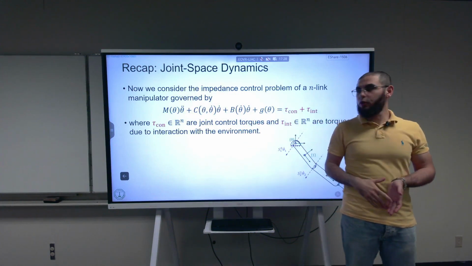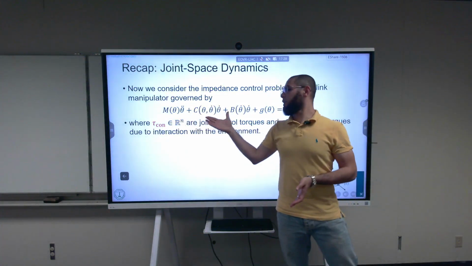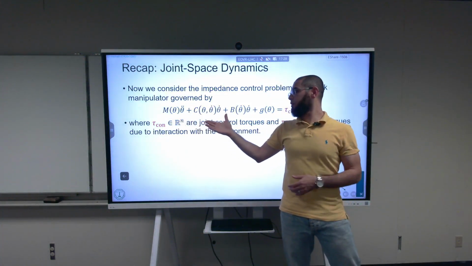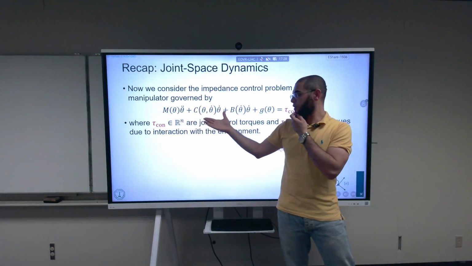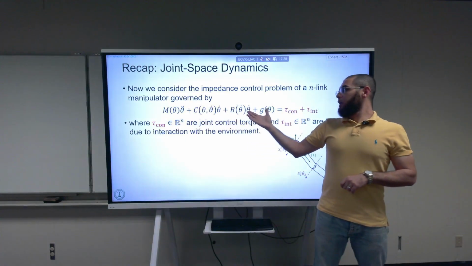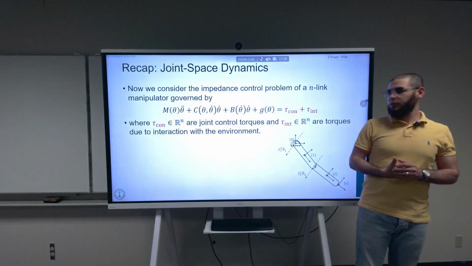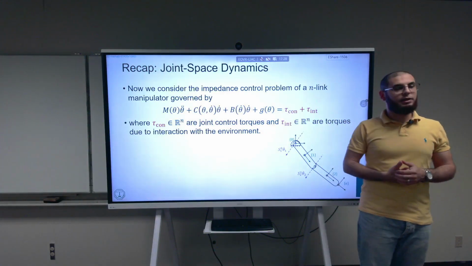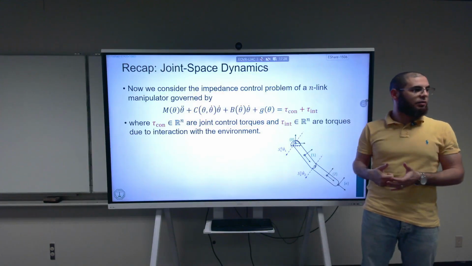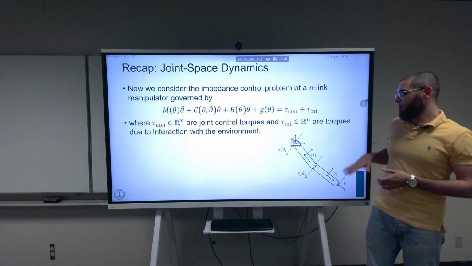So the usual form. We have the inertial terms, the Coriolis and gyroscopic terms, the friction and the gravity, and then you have the control torques and the interaction torques. The interaction torques come from the robot interacting through its tip with the environment.